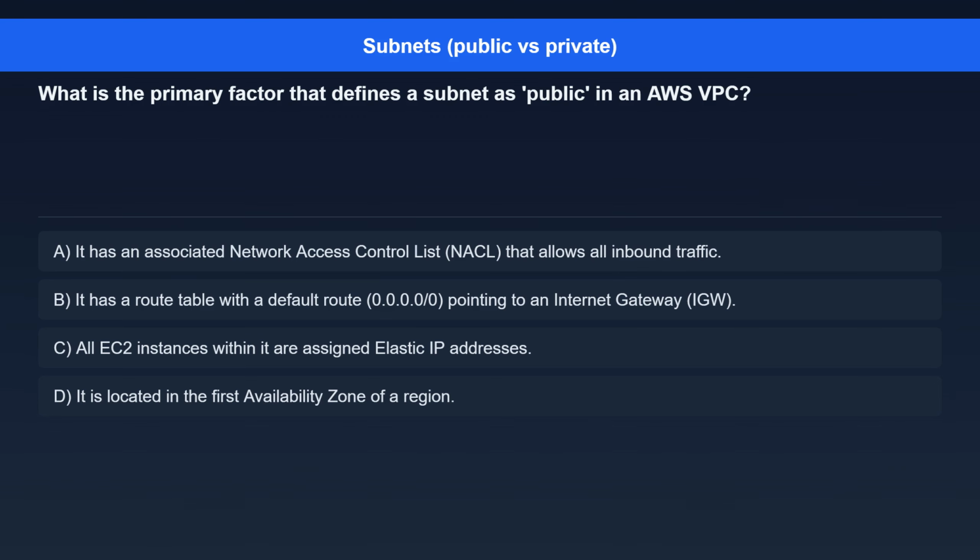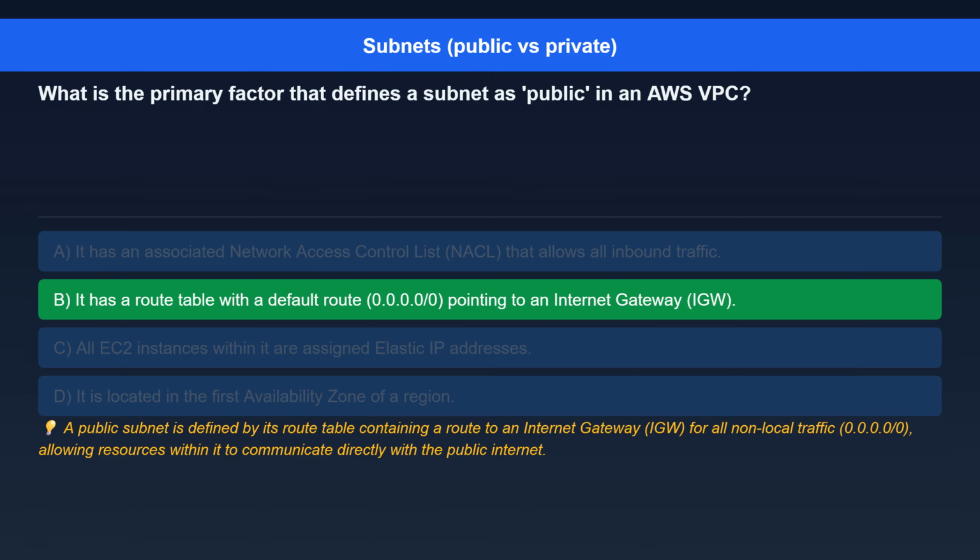Question 1. What is the primary factor that defines a subnet as public in an AWS VPC? Option A. It has an associated Network Access Control List, NACL, that allows all inbound traffic. Option B. It has a route table with a default route 0.0.0.0/0, pointing to an Internet Gateway, IGW. Option C. All EC2 instances within it are assigned Elastic IP addresses. Option D. It is located in the first availability zone of a region.